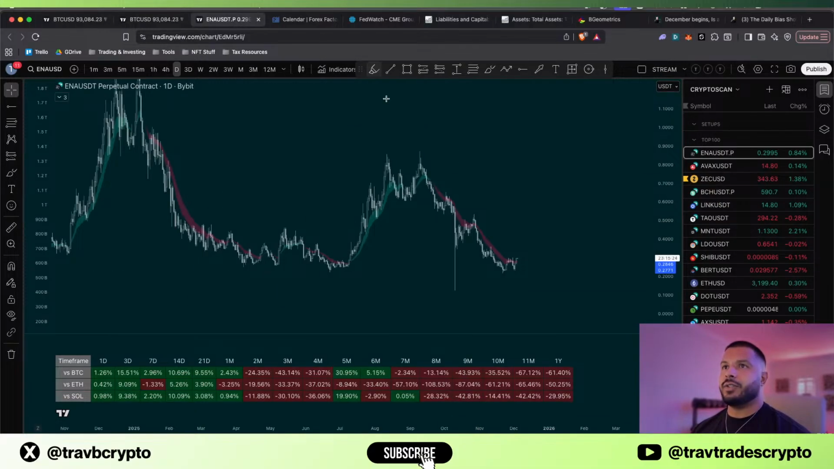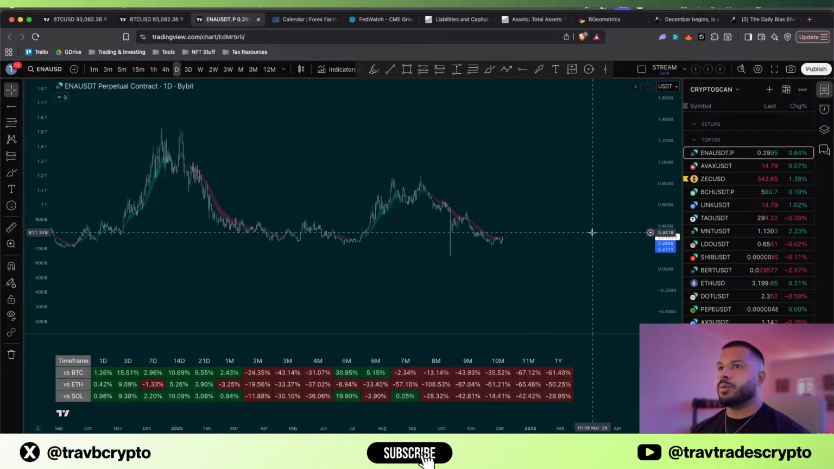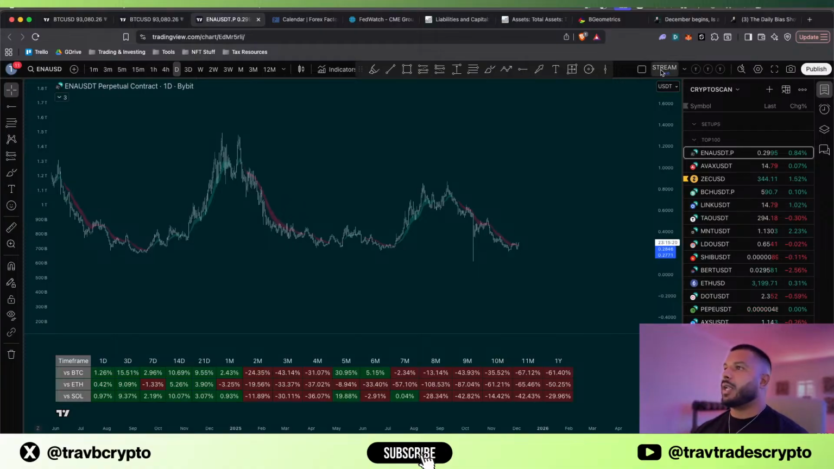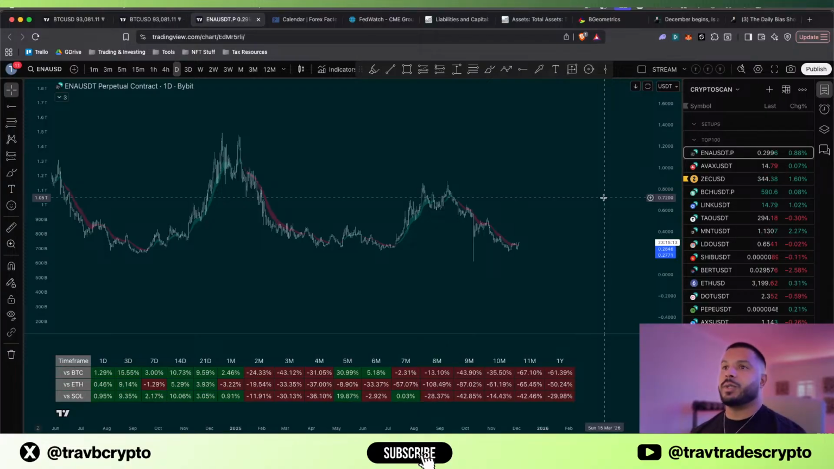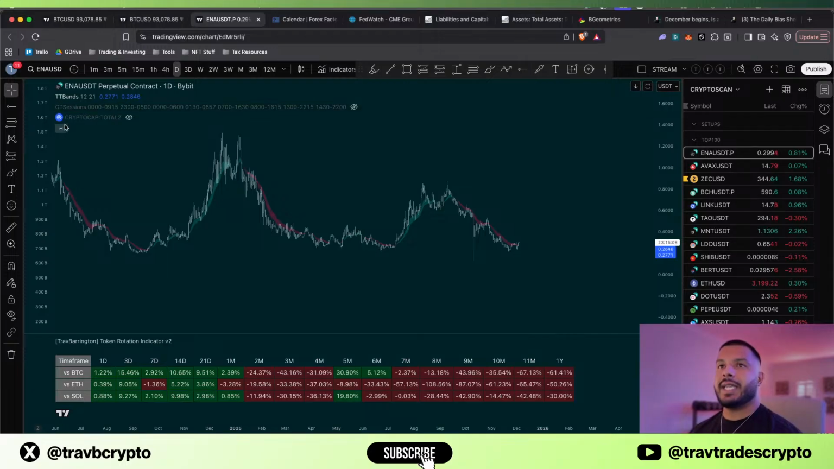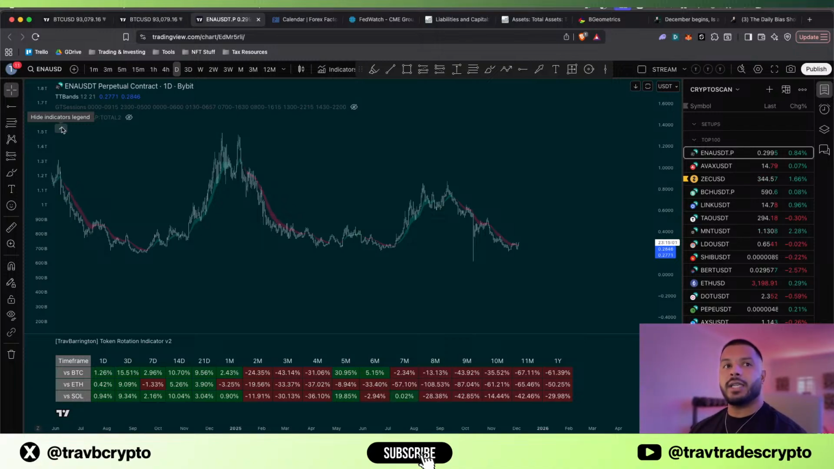Now, let's get into what I mentioned at the start: how we identify which alts are catching the early rotations and which ones are catching strength. I created this token rotation indicator. I'm not going to explain the ins and outs of it right now, because I've explained it in other streams, and I've got a video on my channel in the indicators section specifically for the token rotation indicator. It breaks down how it works, how to use it, all that sort of stuff.